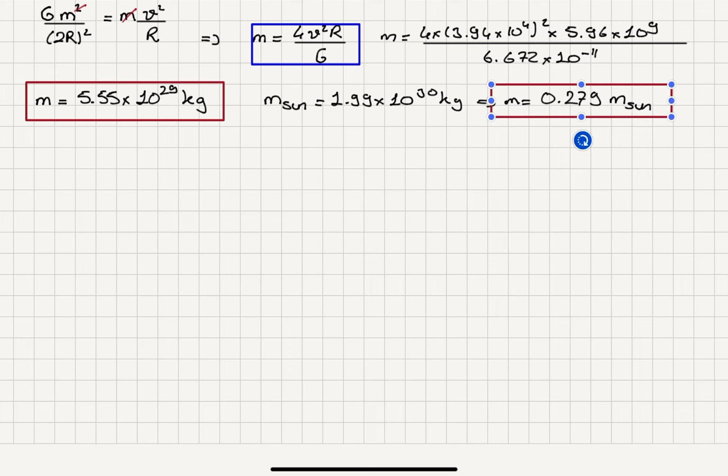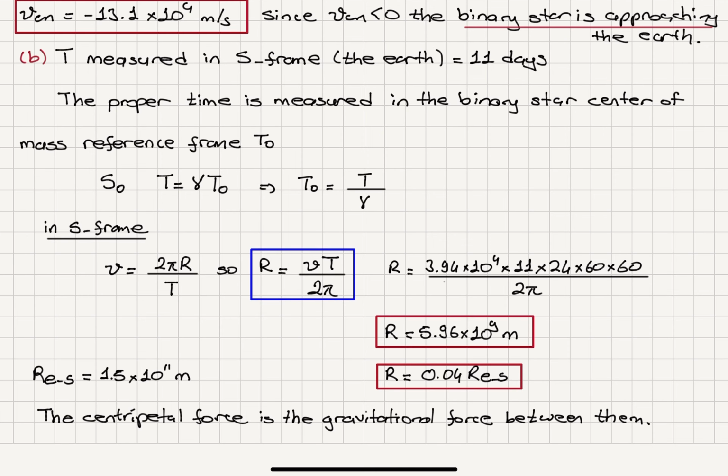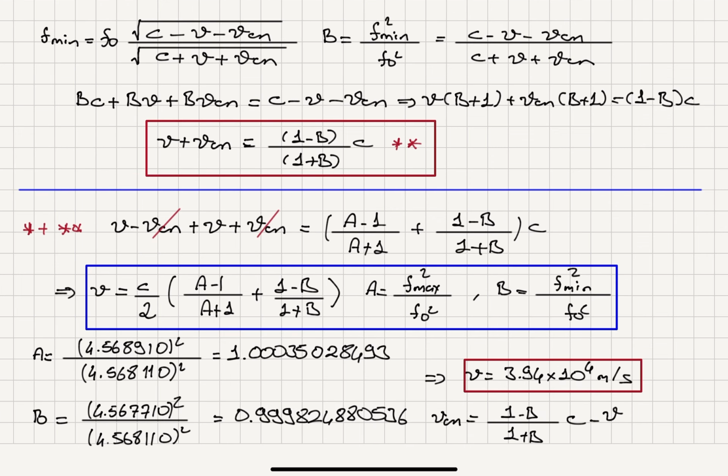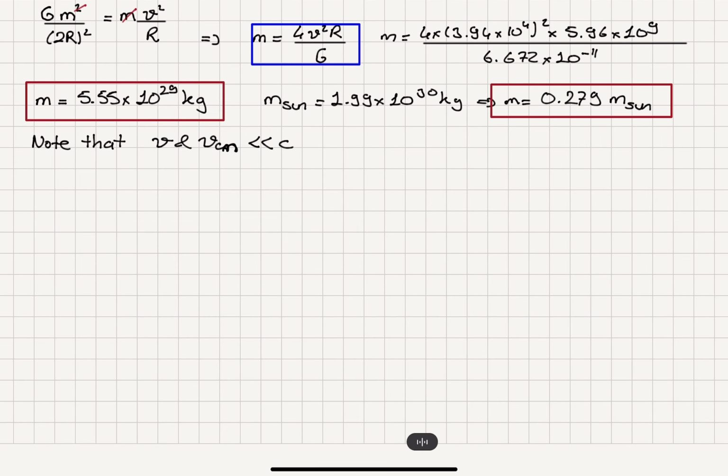Okay. And finally, I want to make a remark here. We can note that the speeds we calculated, the orbital speed and the center of mass speed, v center of mass, turned out to be much less than the speed of light. The center of mass speed was 13.1 times 10 to the 4 meters per second. The orbital speed is 3.94 times 10 to the 4 meters per second. They are both much less than 3 times 10 to the 8 meters per second.